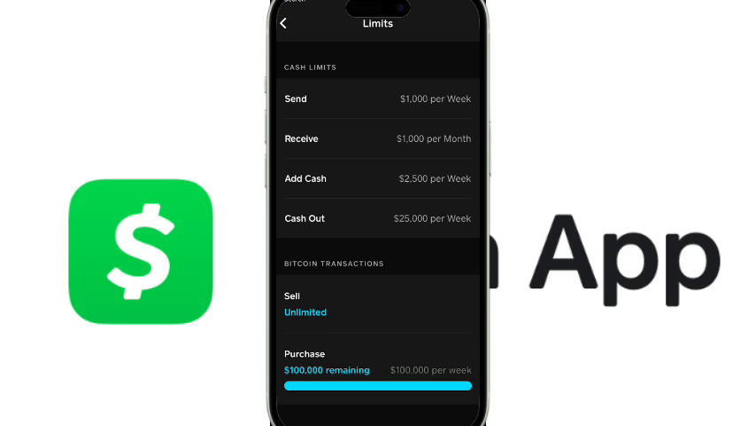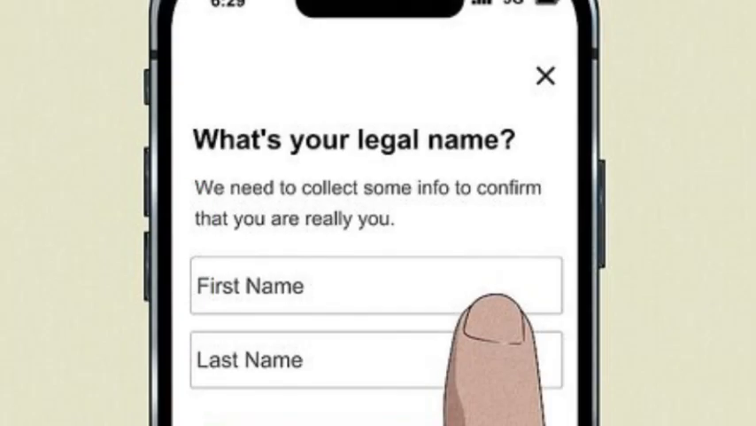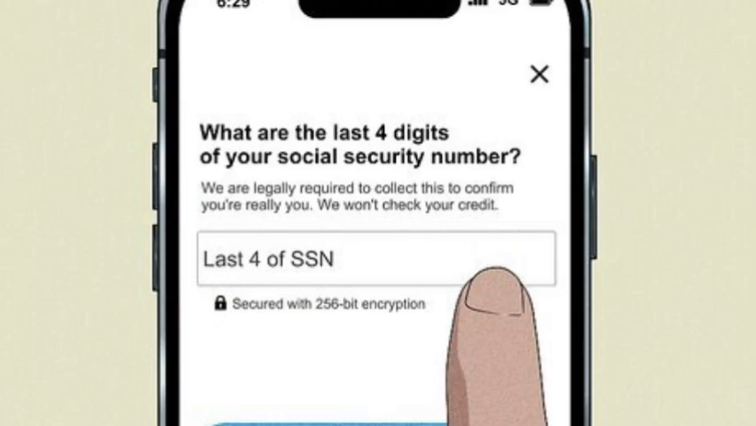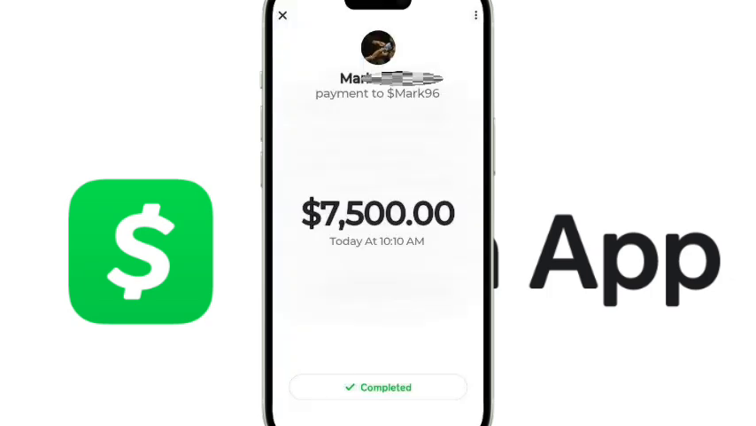The single most effective way to increase almost every transaction limit is to fully verify your identity with Cash App by providing your full name, date of birth, and the last 4 digits of your SSN. For sending and receiving, standard accounts have much lower weekly limits, but verified accounts can send up to $7,500 per week and receive an unlimited amount.